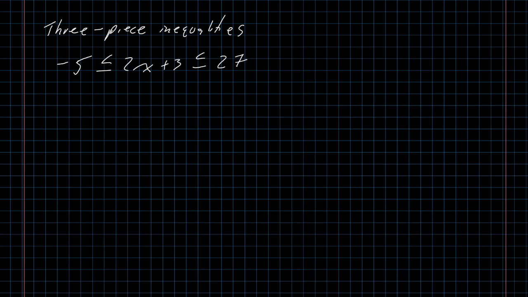Consider here, -5 is less than or equal to 2x plus 3 is less than 27. Notice here that I have a different inequality symbol. I have less than or equal to on this one, I have strictly less than on that one.